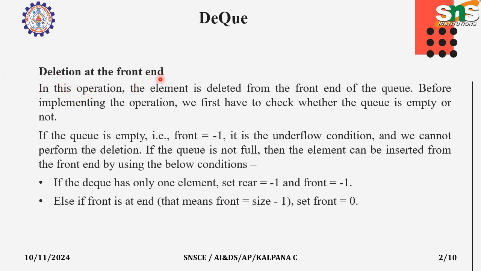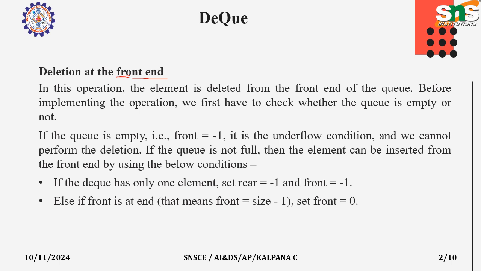So, deletion at front end. Usually in a queue data structure we perform deletion at front only. We just increment the pointer by 1. That is how the deletion happens in a queue data structure using an array. So the same thing is applicable here also.